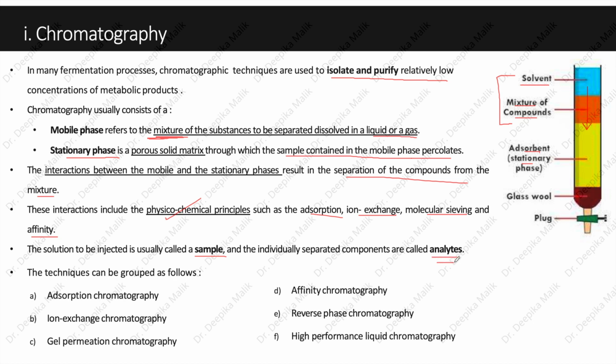So to sum up, the diagram is basically showing you a column in which chromatography is carried out. The column contains the stationary phase, and the mobile phase, that is the solvent and the sample, enters the stationary phase and gets separated into different components. The main principle of the separation depends upon the interaction of the analyte and the stationary phase. Following are the different types of chromatography. Now let's discuss them one by one.